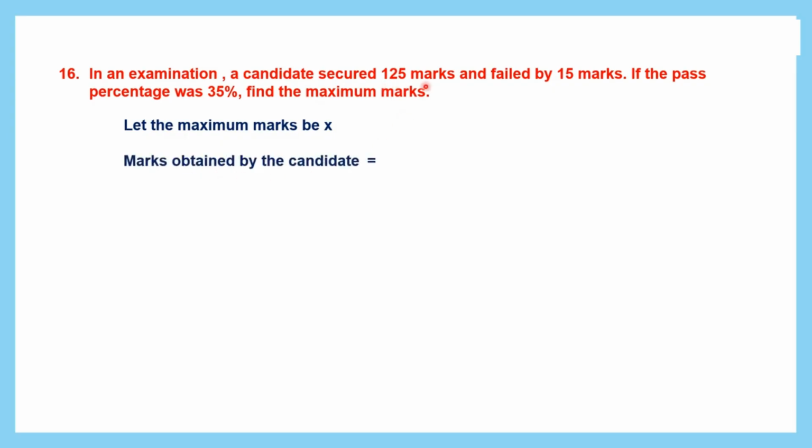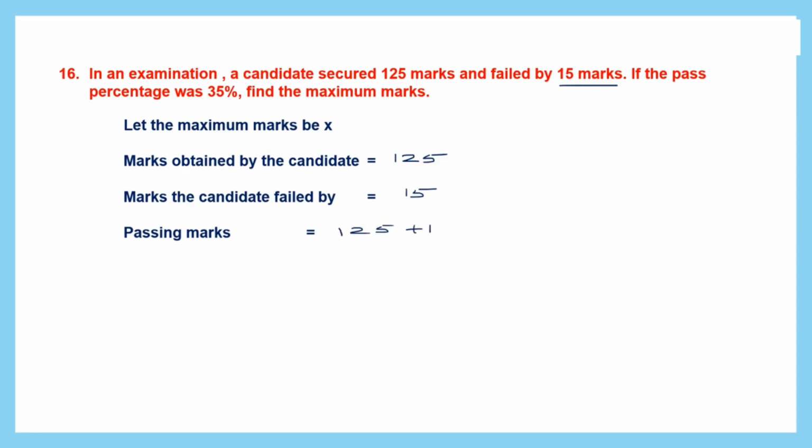Then marks obtained by the candidate is 125 marks. So the candidate has got 125 marks. Now the marks the candidate failed by, it's given to us as 15. Now the passing marks. Now the marks that the candidate got was so much, but the candidate did not pass because the candidate failed by 15 marks. So if we add up these two, we will know what the passing marks are. So that is 125 plus 15. So that is equal to 140.